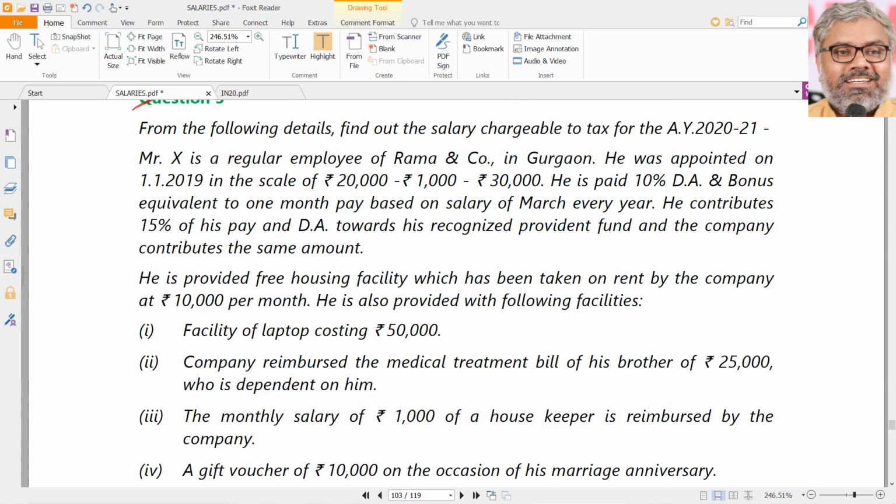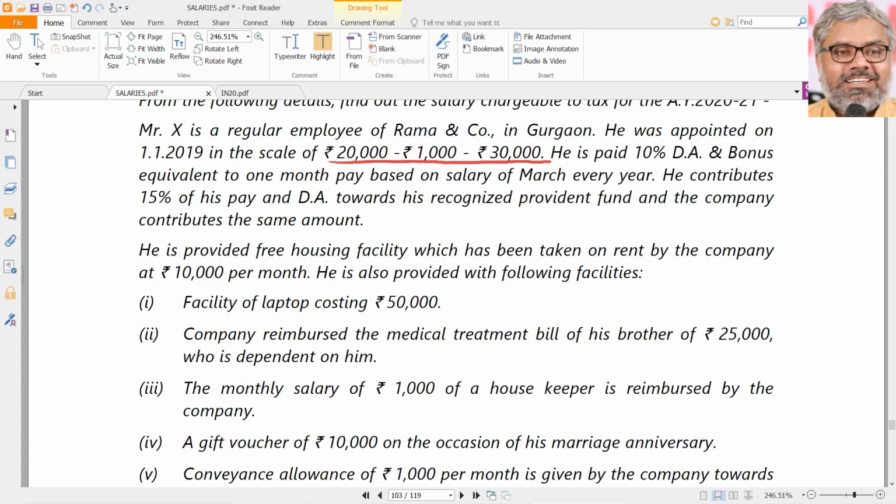It's also a similar one. First you have to find out the basic salary according to the graded pay scale that you know already. Then he is paid 10% DA, 10% of whatever basic salary you calculated, that only will come. And bonus equivalent to 1 month pay based on the salary of March. Earlier bonus was paid in October. Don't say every problem should be the same, not necessary. This company pays bonus in March, what can we do? So you have to take March month salary as bonus, 1 month pay.